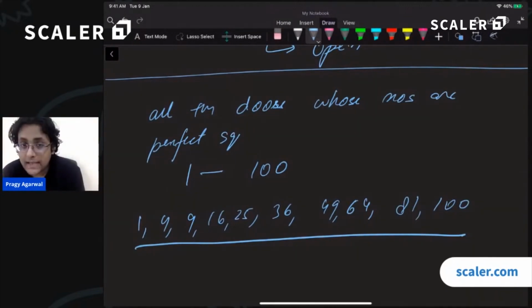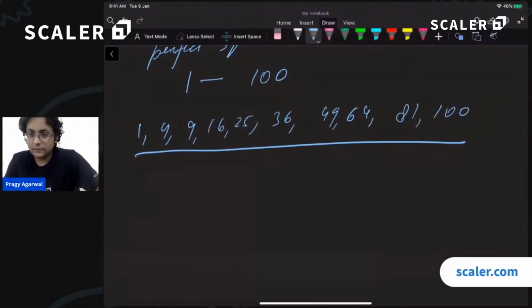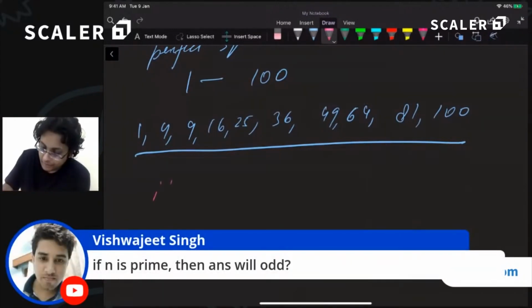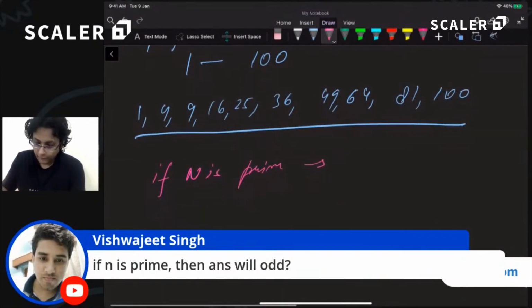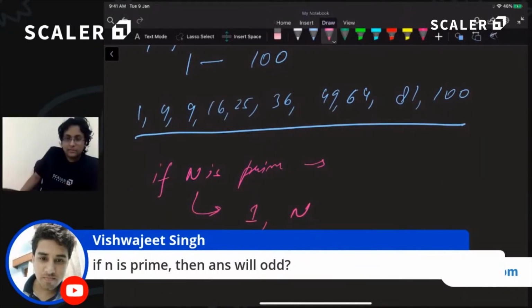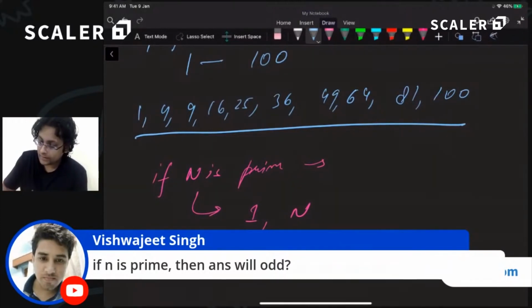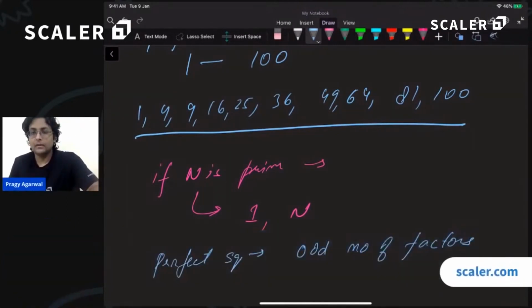If n is prime, then the answer will be odd. No. If n is prime, the answer will be even. Vishwajit has a question over here. Vishwajit says that if n is prime, then how many factors does it have? Well, any prime number has two factors, right? 1 and n itself. So for prime numbers, it will be even, not odd. Only for perfect squares will we have an odd number of factors. All right? Cool.